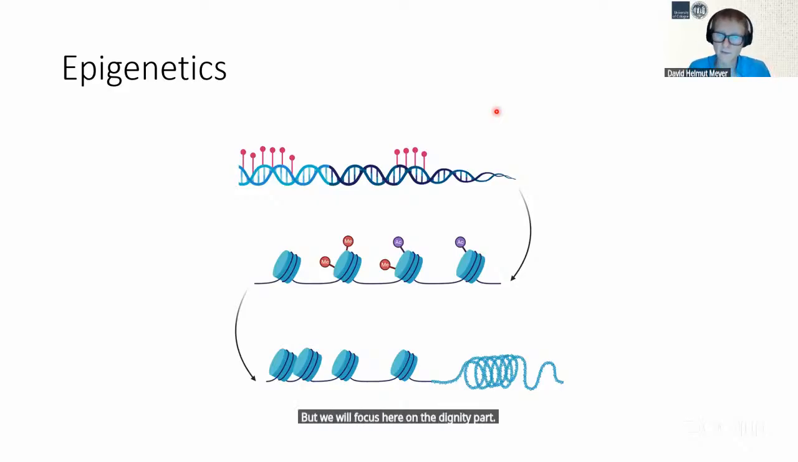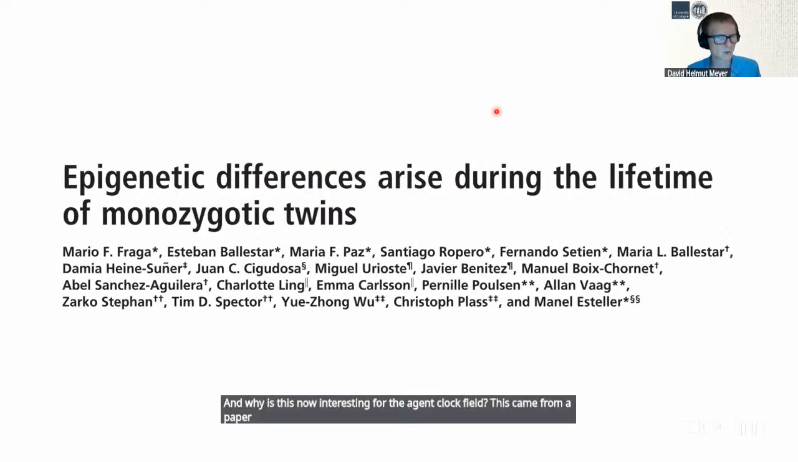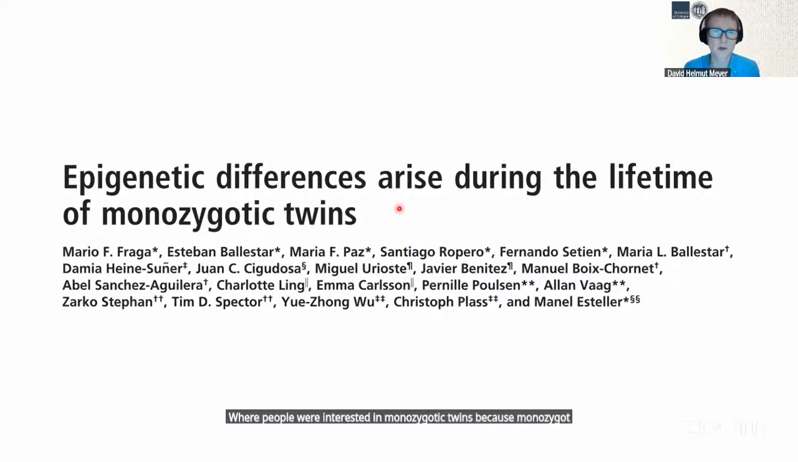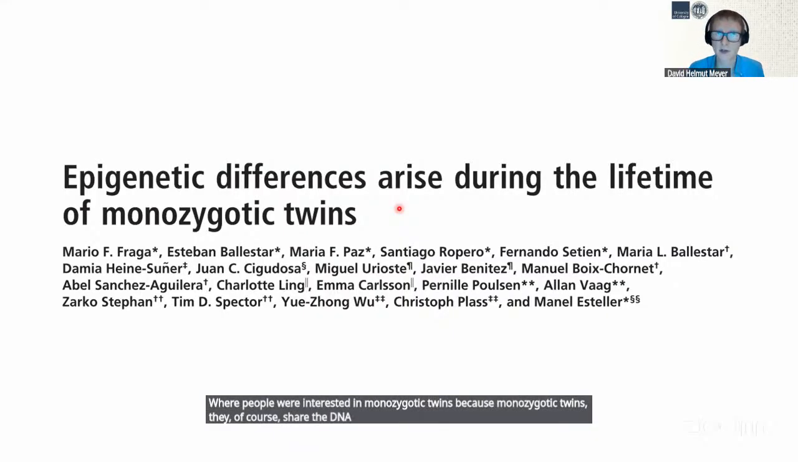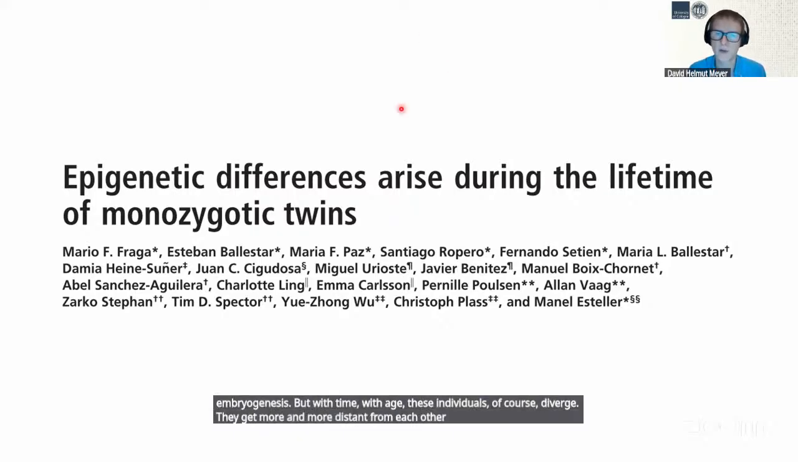And why is this now interesting for the aging clock field? This came from a paper, I think somewhat around 20 years ago or so, where people were interested in monozygotic twins. Because monozygotic twins, of course, share the DNA. They are essentially identical at birth or during embryogenesis. But with time, with age, these individuals of course diverge. They get more and more distant from each other. And the question is, how could it be if the genes are completely identical?